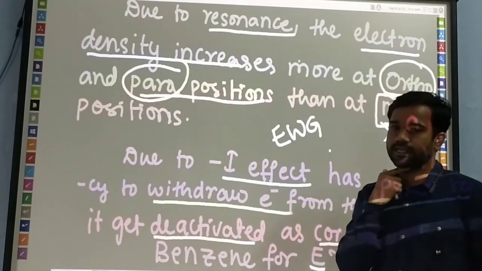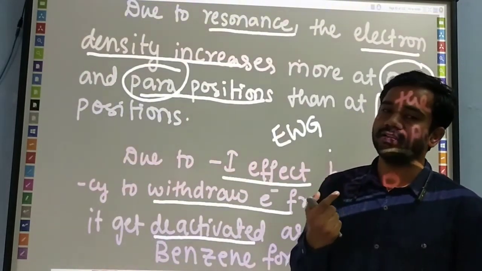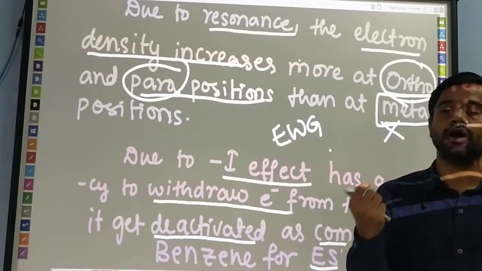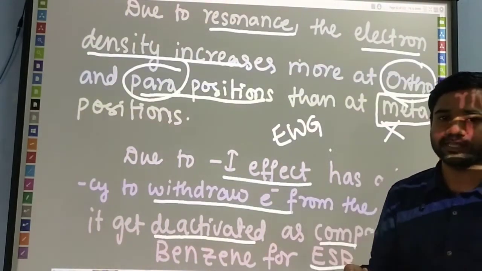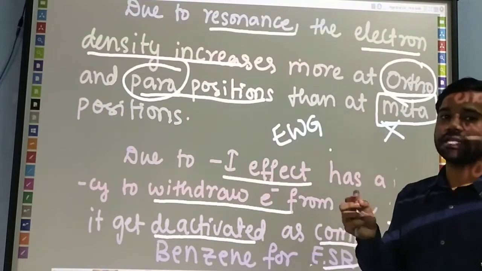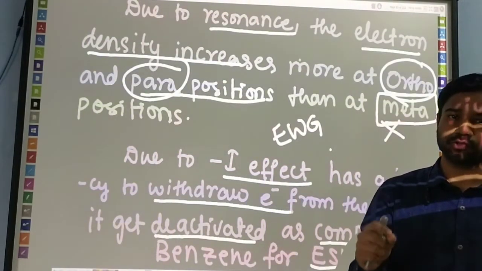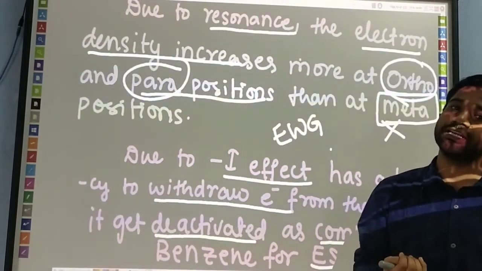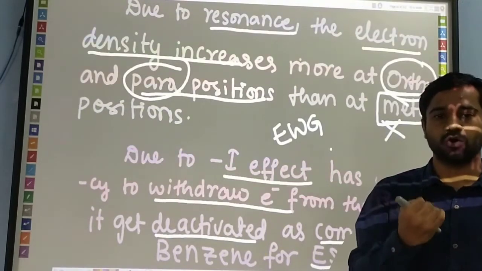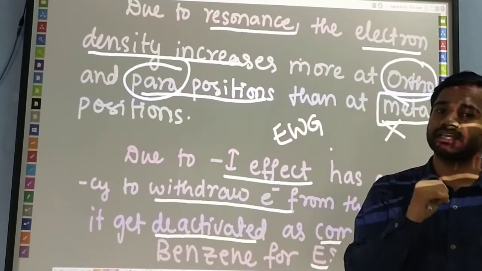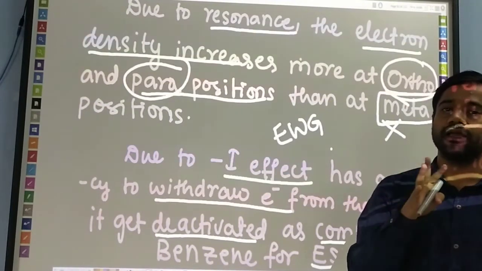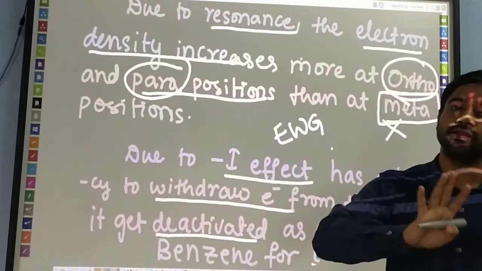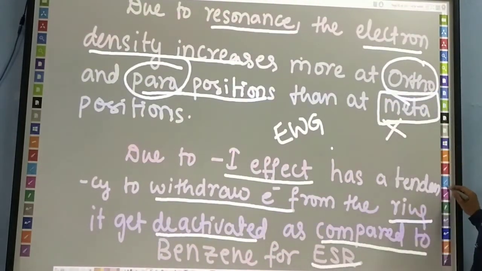A question will arise here. Which compound is going to be more reactive for the electrophilic substitution reaction, benzene or the haloarenes? The answer is that benzene is more reactive towards electrophilic substitution reaction, not the haloarenes. Why? Because in haloarenes the deactivating group is present, whereas in benzene no deactivating group is present. That's why haloarenes are less reactive compared to benzene.